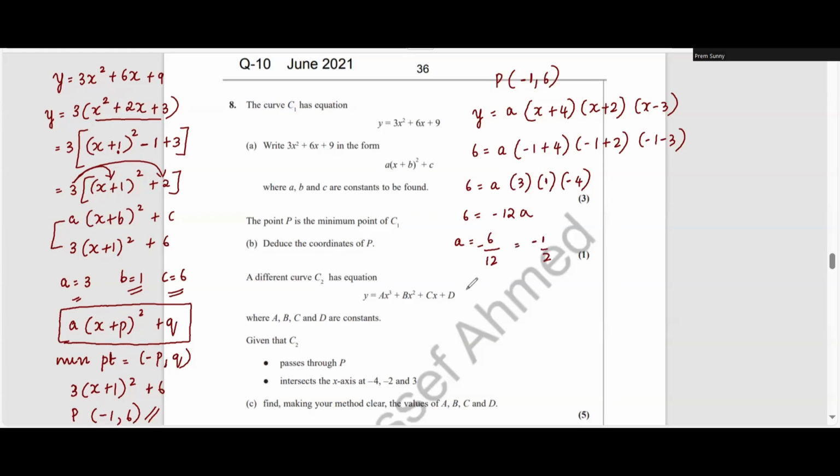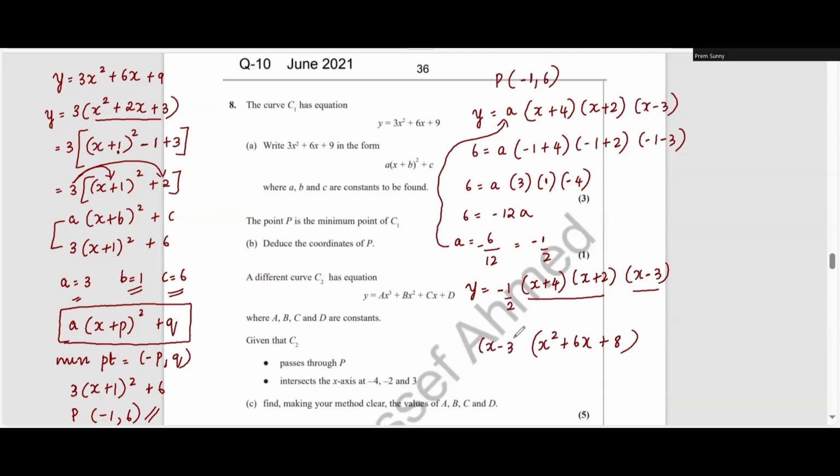Now, we know a is equal to minus 1 by 2, so replace this a value in this equation. So y is equal to minus 1 by 2 into x plus 4 into x plus 2 into x minus 3. So first I'll do this x plus 4 into x plus 2. I'll get it as x square plus 6x plus 8. And then I have to multiply this with x minus 3.